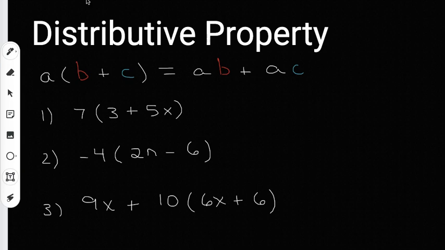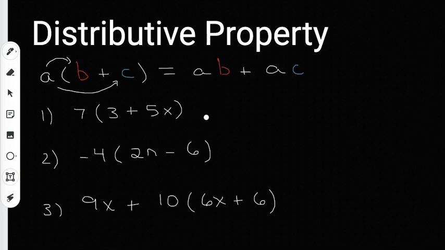So the first thing I need to do is I need to multiply A by B. And when I do that, I get AB. The second thing I'm going to do is I'm going to take A and I'm going to multiply it by C. And when I do that, I get AC. And then whatever sign is in the middle, whether it's a plus sign or a minus sign, that just gets brought over to the final answer. So my answer is going to be AB plus AC.